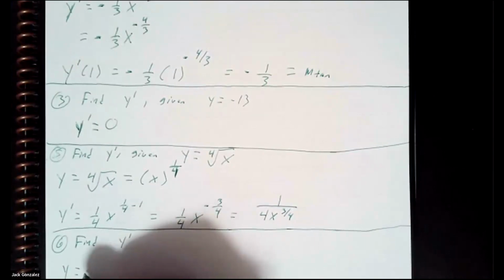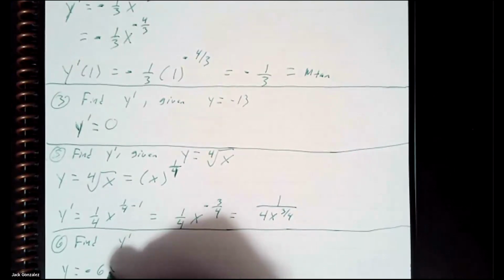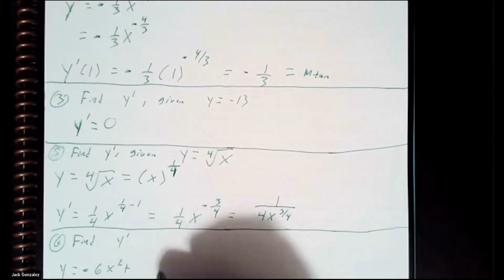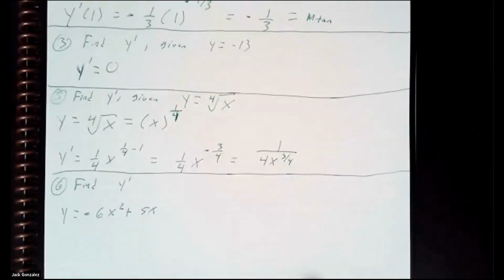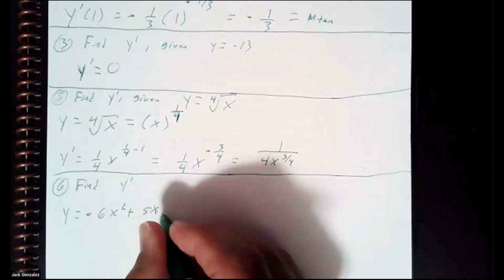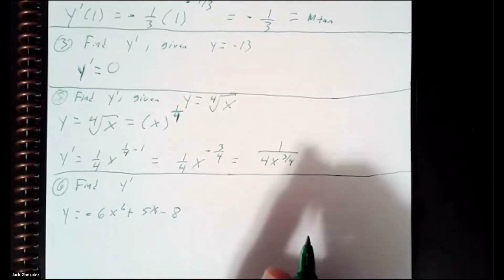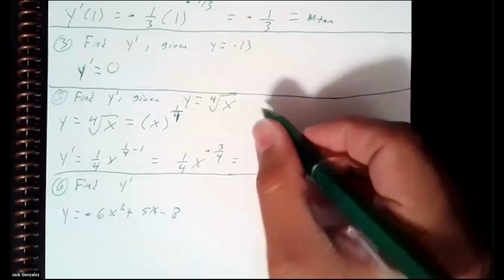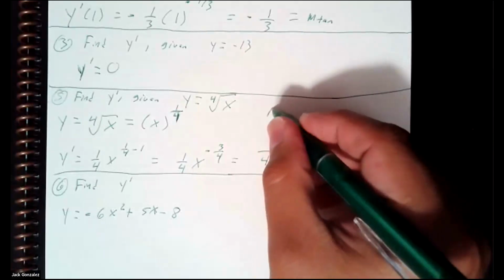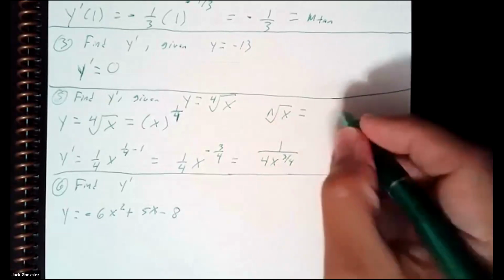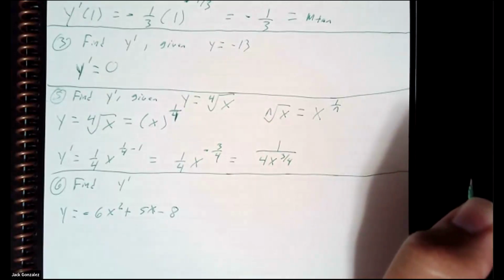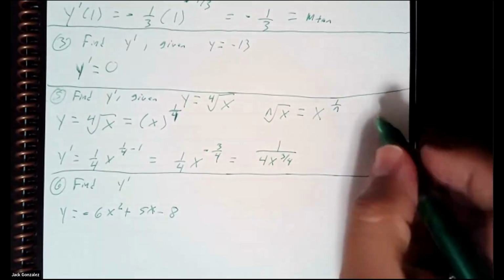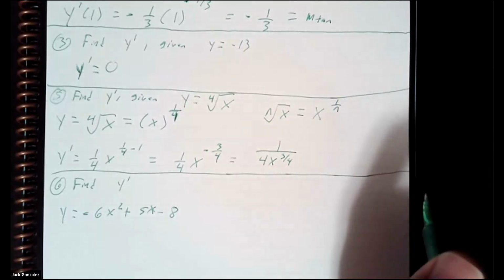If y is equal to negative 6x squared plus 5x minus 8. To convert the root, remember that the nth root of x for any root is equal to x to the 1/n. Yes. It is one of the many rules of exponents.